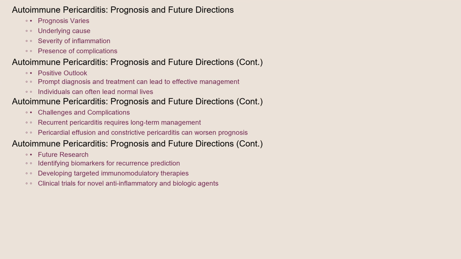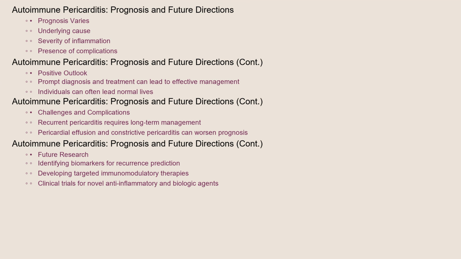The prognosis for autoimmune pericarditis varies depending on the underlying cause, the severity of the inflammation, and the presence of complications. In many cases, with prompt diagnosis and treatment, the condition can be effectively managed, and individuals can lead normal, healthy lives. However, recurrent pericarditis can be a challenge, requiring long-term management and monitoring. Complications such as pericardial effusion and constrictive pericarditis can impact the prognosis and may require more aggressive interventions.